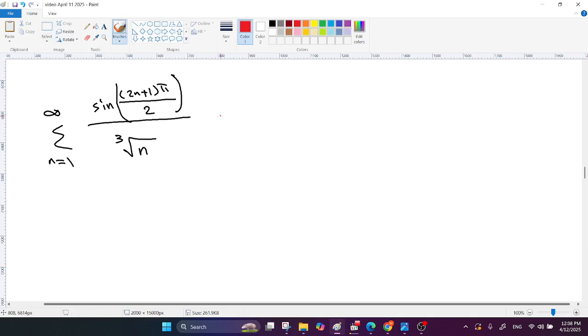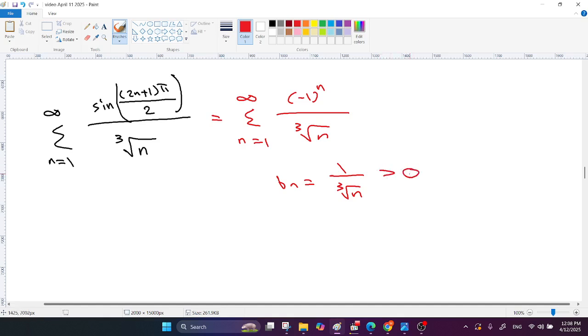So this series here equals the sum from n equals 1 to infinity of minus 1 to n over cube root of n. Is this series convergent? Yes, it is. Why? Because b_n equals 1 over cube root of n is greater than 0, strictly positive, okay? Second condition, we need the limit of b_n as n goes to infinity to be 0. And it's also satisfied.